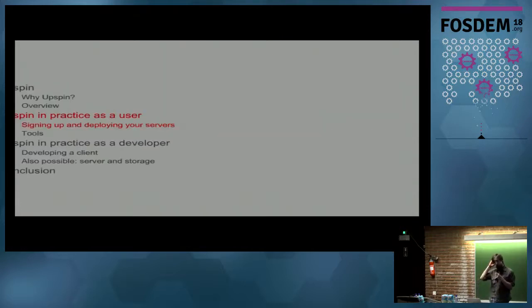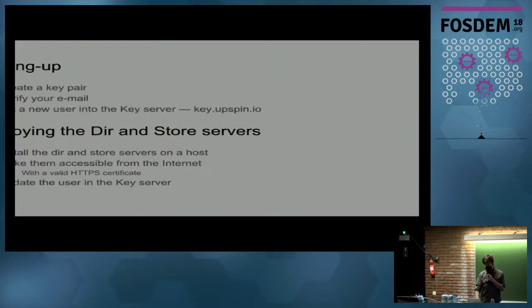So let's see how you can use it as a user. There are two steps in the setup. The first one is signing up the user. It's basically creating your key pair and verifying your email. All of it is just putting a new user into the key server. And then you need to deploy your server. So it's installing the directory and store servers on your host and making them accessible to the internet.